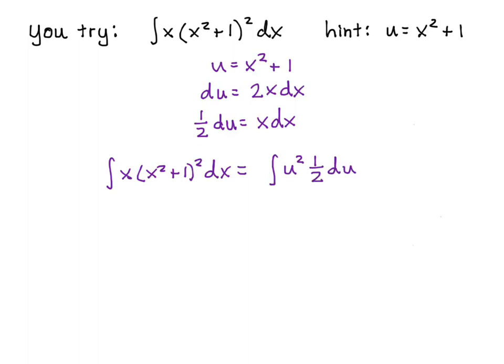Okay, so it's going to be u squared, which is my inner function squared. And then I have the 1/2 du, which is what's going to be x dx. And so then I'll factor out the 1/2.